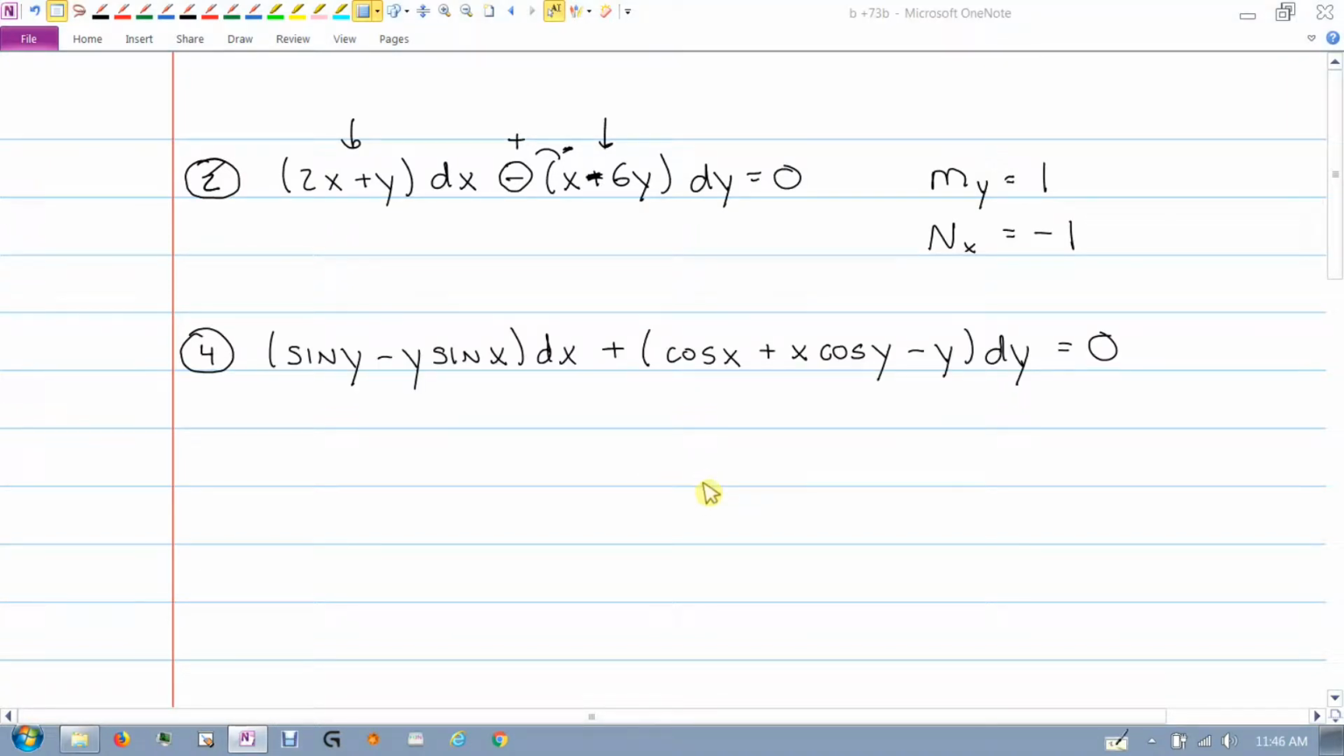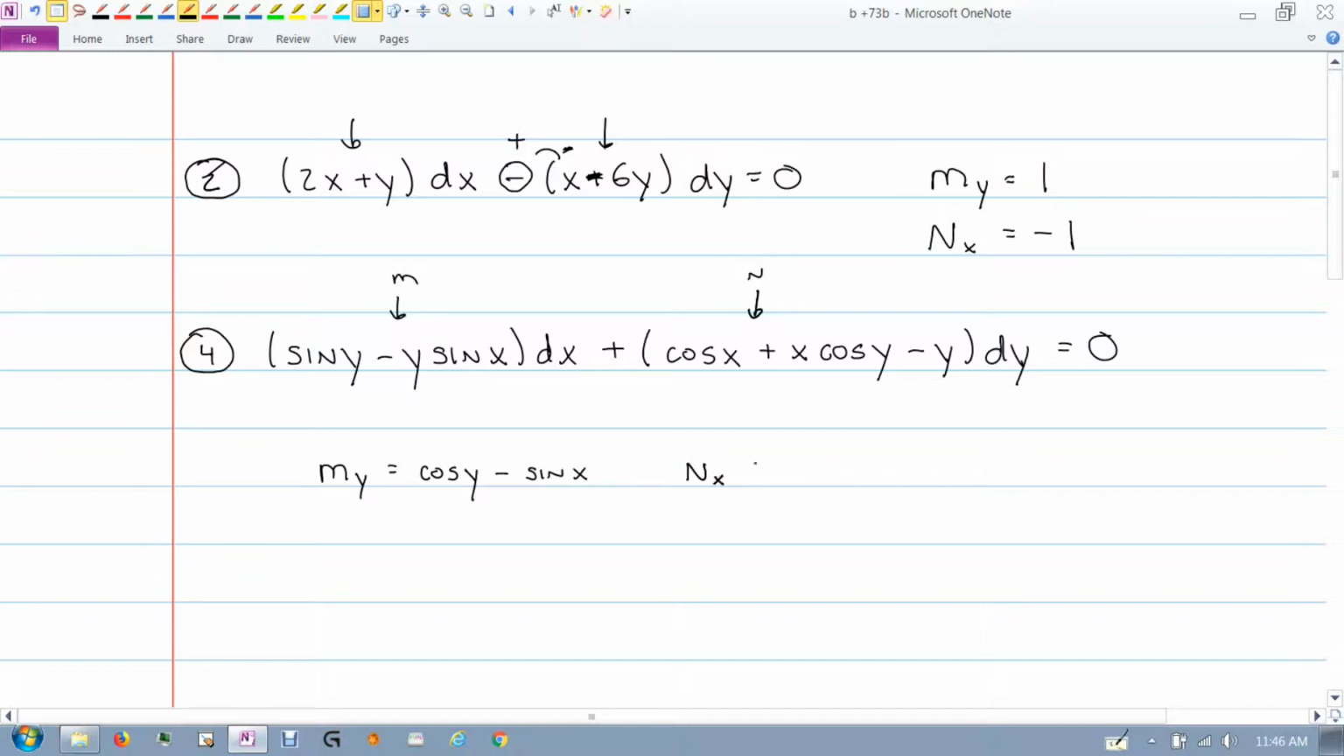Okay, number 4. I already wrote it down here. We have M here, and we have N here. And we're going to take the partial of M with respect to y, which is, let's see, the derivative of sine y is cosine y. And then we're treating y like a variable. This is all a constant right here, so the derivative of y is just going to be 1, but we still have the constant, so minus sine x is still there. So that is our partial of M with respect to y.